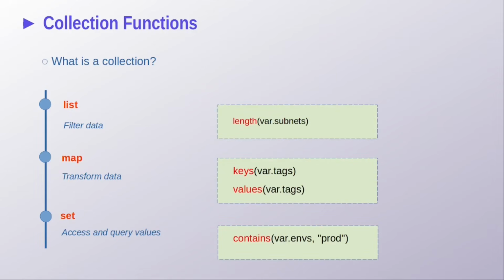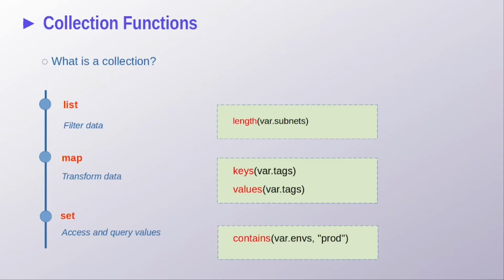Collection functions. What is a collection? A collection is multiple values together. Terraform has three main types: list, map, set. Collection functions help you inspect data, count items, check conditions. Example 1, length. If you have 3 subnets, Terraform knows the number before creating anything, often used with count for scaling logic.